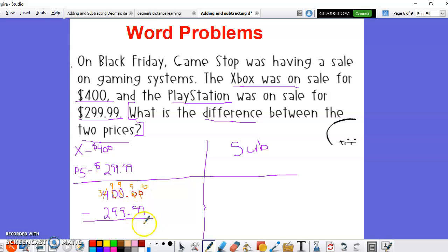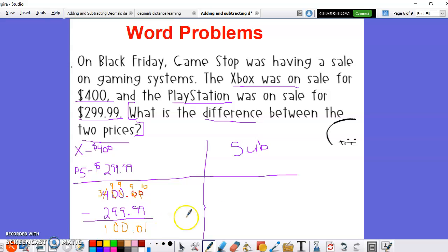So 10 minus 9 is 1. 9 minus 9 is 0. Bring down my decimal. 9 minus 9 is 0. 9 minus 9 is 0. And 3 minus 2 is 1. So the difference is $100.01.